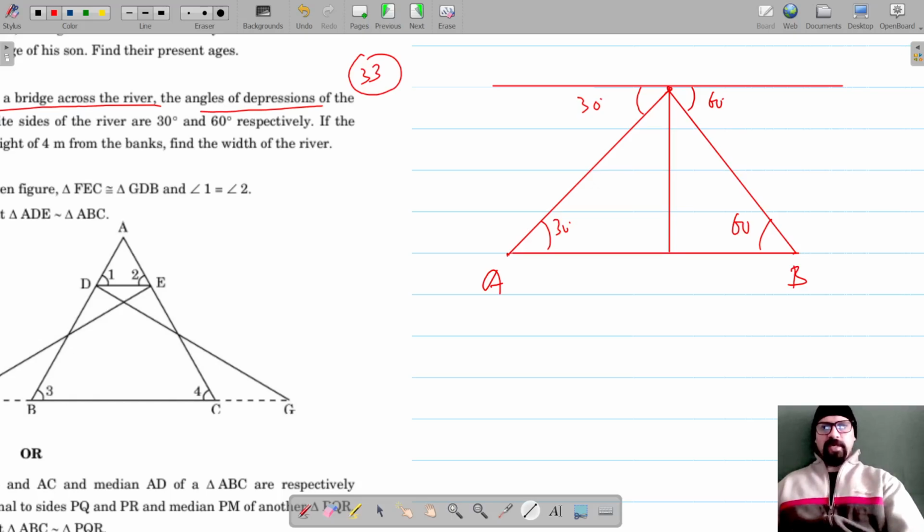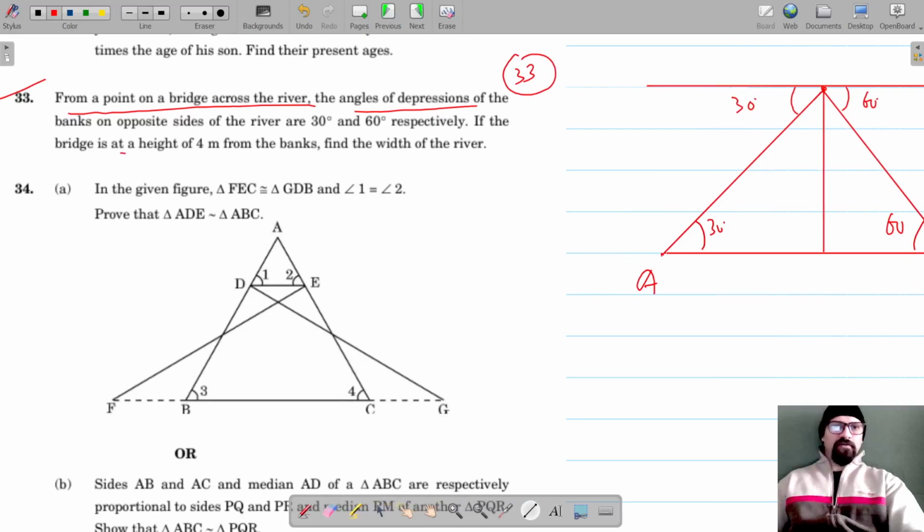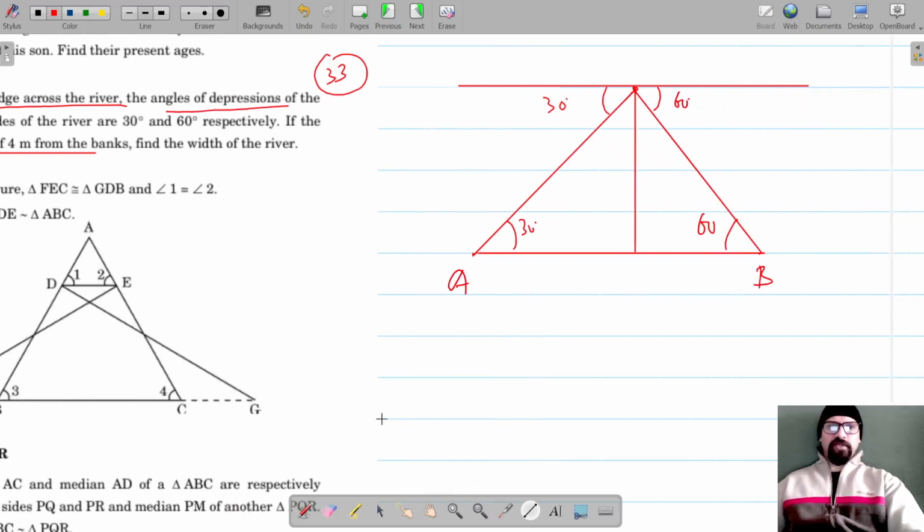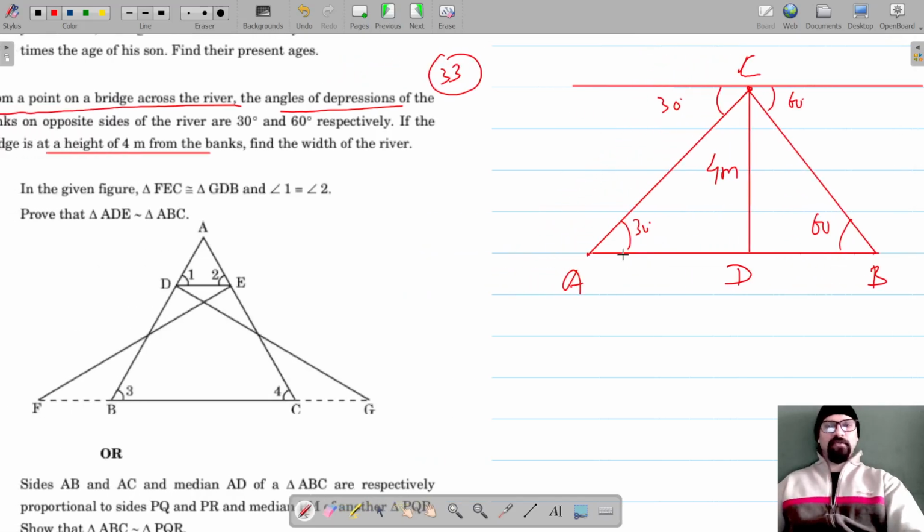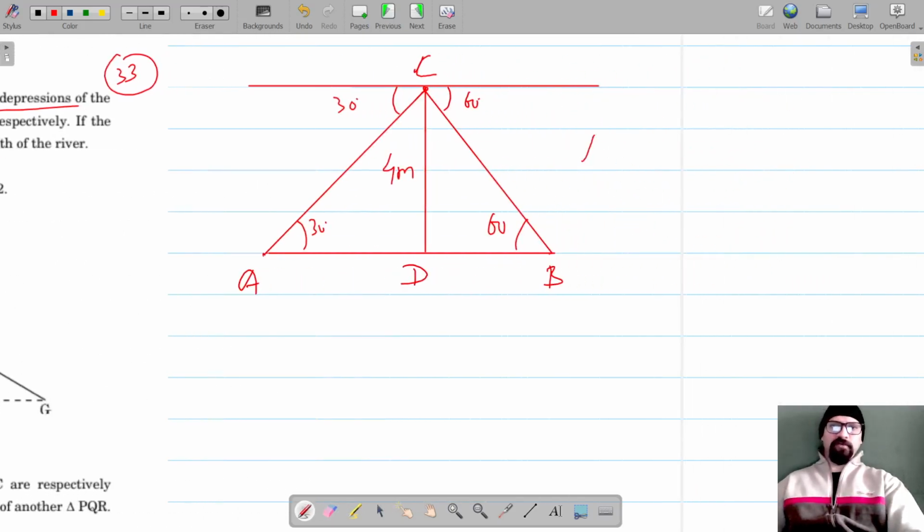So from the banks, if the bridge is at a height of 4 meters from the banks, so this height is 4 meters. So that means it's a constant height. So let this 4 meters be the height. Let this C be the point on the bridge, and this be D, the height of the bridge. We have to find the width of the river. That is, we have to find AB.